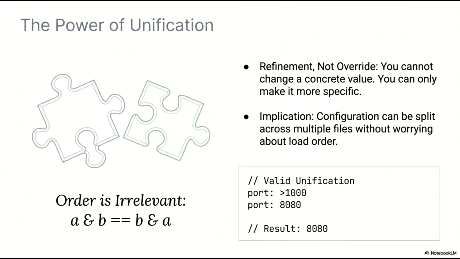Looking at the code example, we see a valid unification at work. We initially define a constraint stating that the port must be greater than 1000. When we later define the port as 8080, the system evaluates both requirements together. Since 8080 satisfies the original constraint, the value is successfully refined, resulting in a final, concrete output of 8080. This approach ensures that our configurations are both flexible and inherently safe.